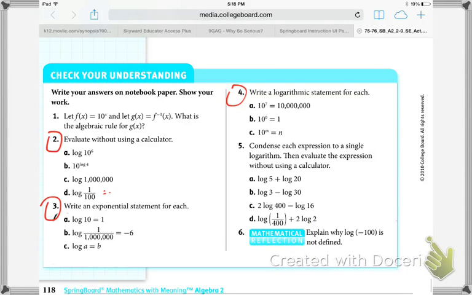Okay, what I would like for you to do is I would like for you to go ahead and try 2, 3, 4, and 5 on your own. Push pause, and then go ahead and try them. I'll put the answers up in just a moment. So just go ahead and push pause, and then try these.